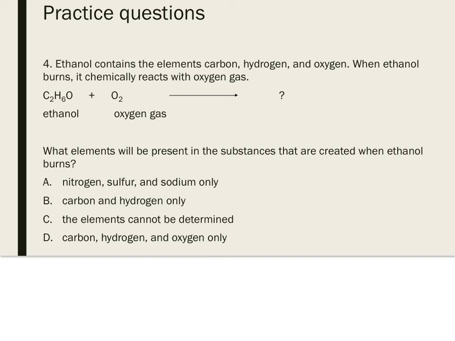Okay, when a chemical reaction occurs, the atoms in the original set of substances, remember, can be rearranged to form new substances. All right, the number of atoms in each element does not change, but the elements of carbon, hydrogen, and oxygen are the only elements present in the original substances. So the only elements in the final substances, whatever it has to be, must be composed of carbon, hydrogen, and oxygen as well. So that would be D.